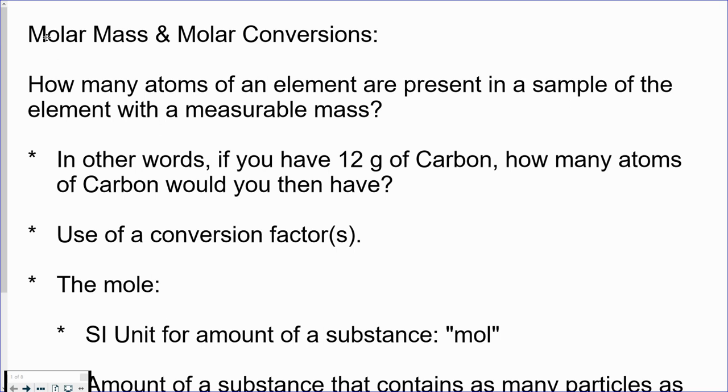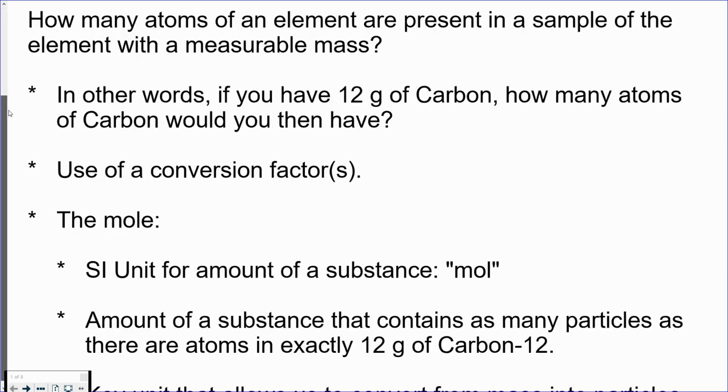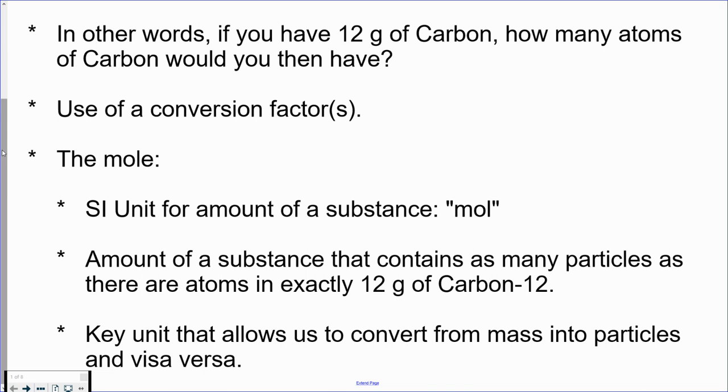Okay, so let's talk about this. How many atoms of an element are present in a sample of the element with a measurable mass? That's what we want to know. So in other words, if you have 12 grams of carbon, how many atoms of carbon would be in there? And this is where molar conversions come into effect, and they become a factor.